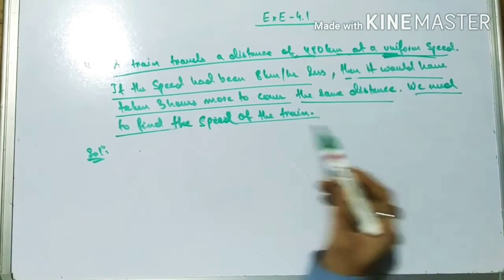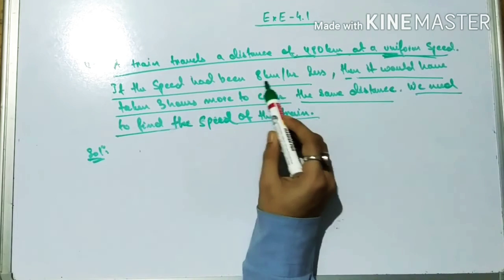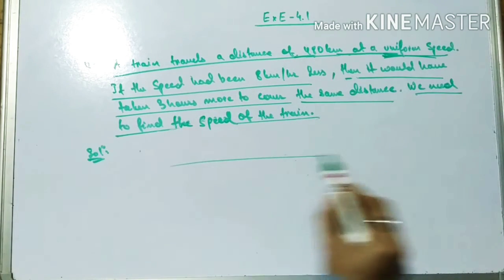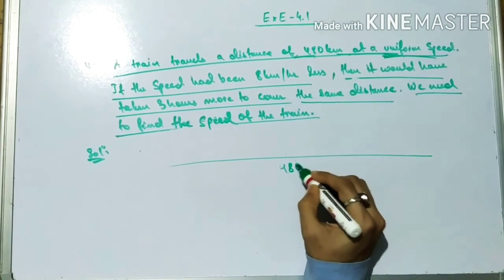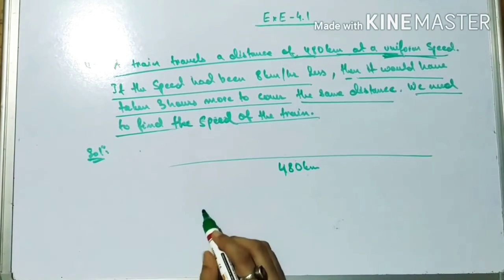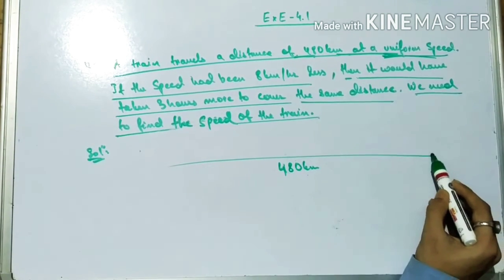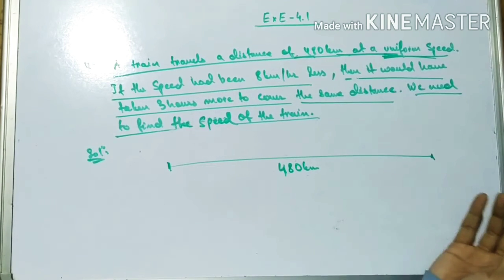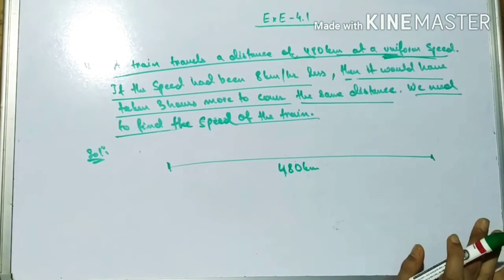Very simple question. A train, how much distance is it traveling? It is traveling 480 kilometers. Yes, the train is traveling 480 kilometers at a uniform speed.